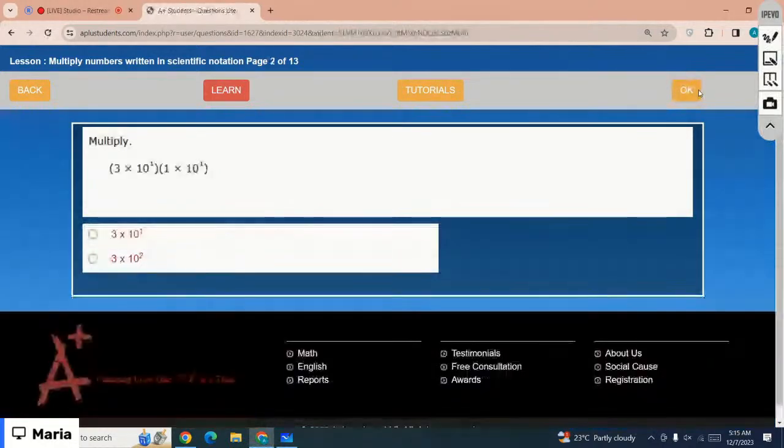Okay, the next one is multiply. So just multiply the numbers, right? 3 times 1 is 3. And then the bases are the same, you need to add their exponents. So it's... Yes, that is 3 times 10 exponent 2. Very good. Option number 2 is the correct option. That is 3 times 10 exponent 2. Got it?